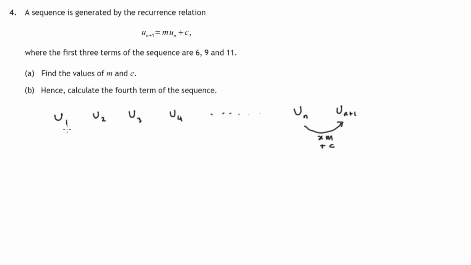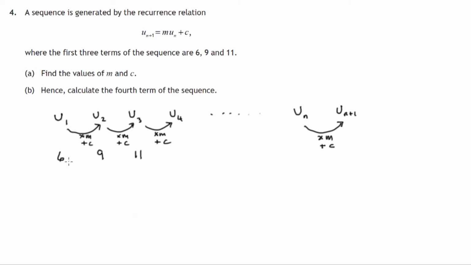Now that's what goes on to get from the first term to the second term. It's what goes on once we've got the second term to get to the third term, multiply by m, add c, to get from the third to the fourth, multiply by m and add c, and so on. And we know that the first term is 6, the second term is 9, the third term is 11.